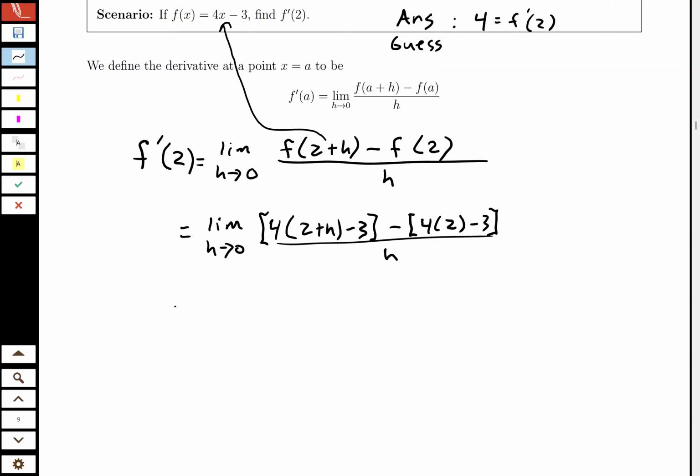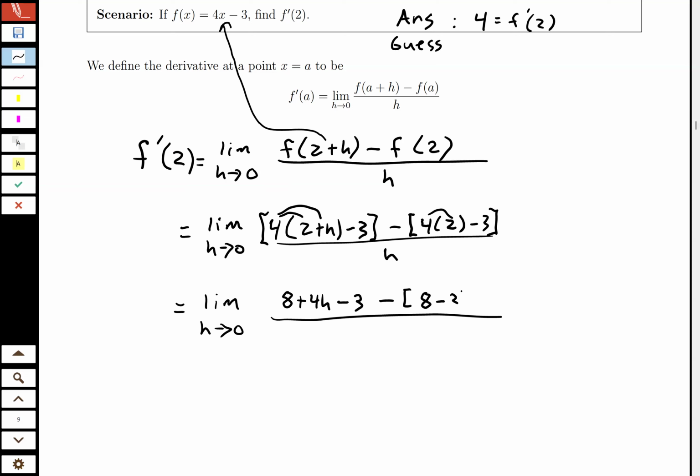Let's multiply things out and combine some like terms here. If I distribute that first 4, that's going to give me 4 times 2, that's 8. 4 times h, that's 4h. And I have this minus 3. Then 4 times 2 is 8, and then I have 8 minus 3.